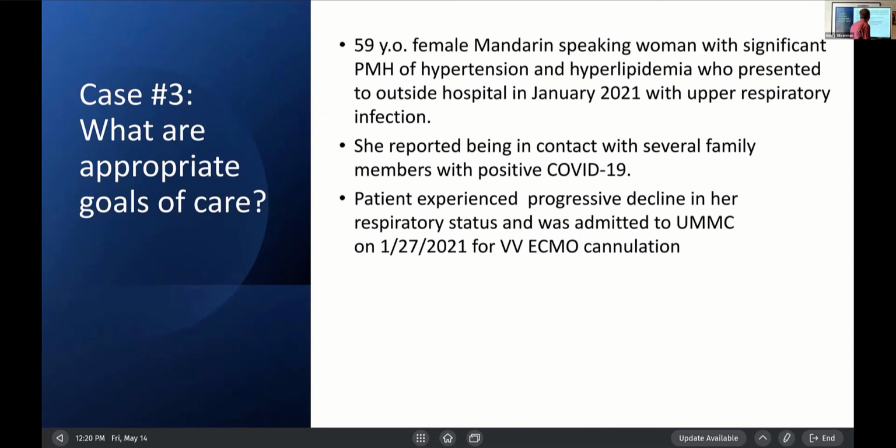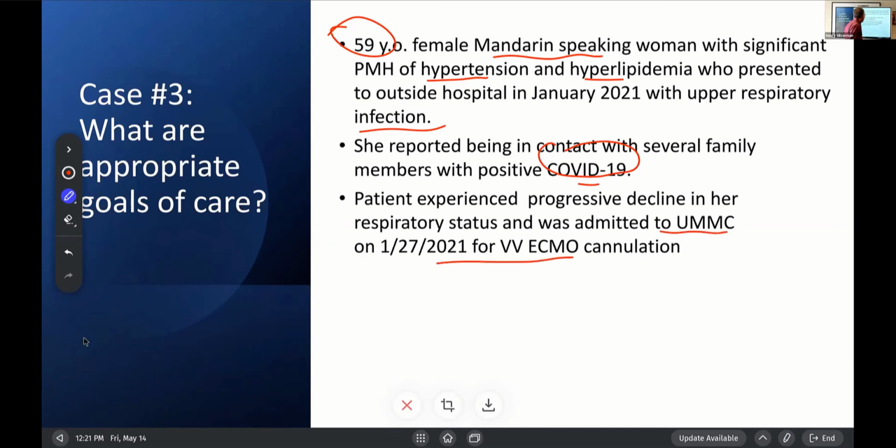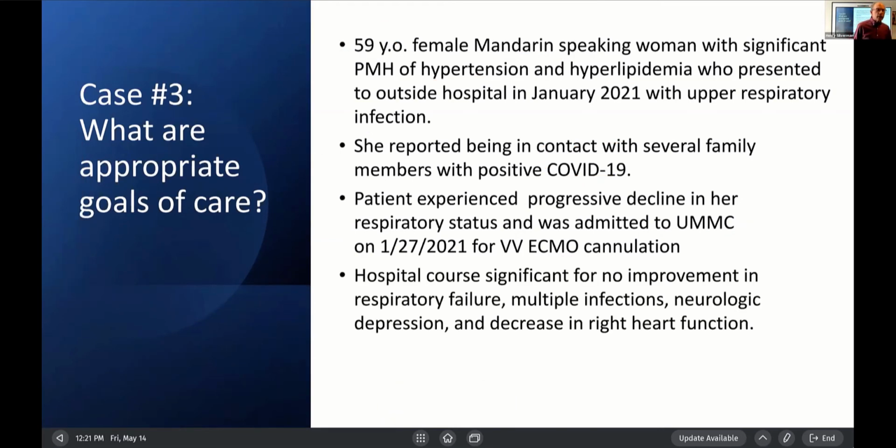59-year-old female, Mandarin speaking from China, has history of hypertension, hyperlipidemia, presented at an outside hospital in January with respiratory infection, had contact with several members of the family with COVID, and essentially had respiratory failure, got transferred here, and had ECMO cannulation.